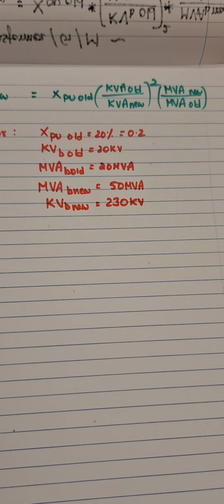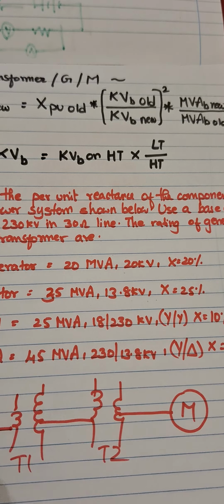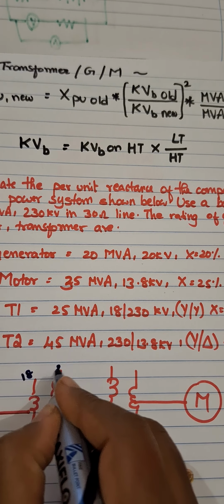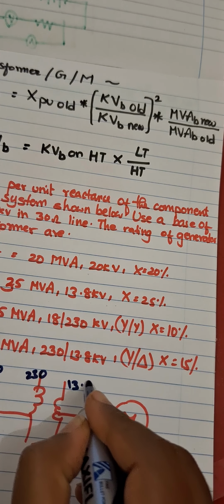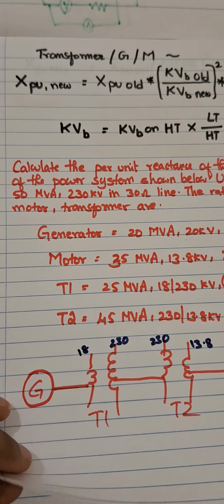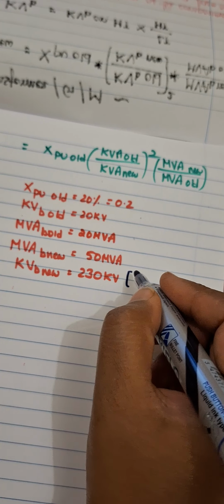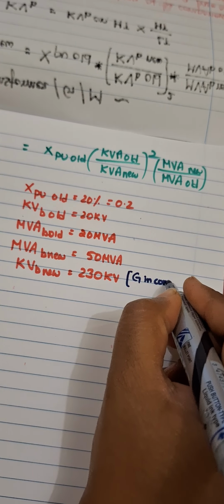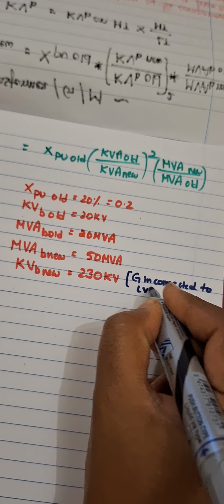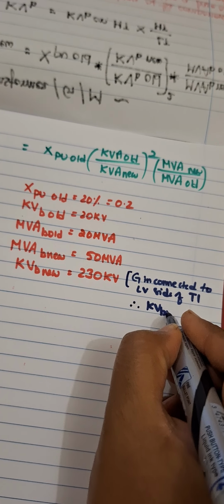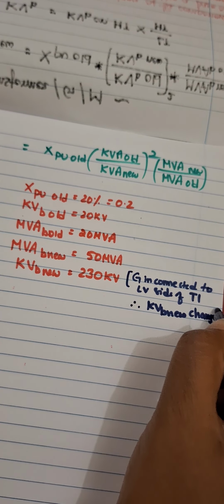According to this information, the generator is connected to the lower side of the transformer, because it is 18 by 230. So this is 18, this is 230, this is 230 and this is 13.8. Since it is connected to the lower side of the transformer, the kV base changes according to this formula. So we use this formula here to change our kV base new. In brackets we can note: generator is connected to LV side of T1, therefore kV base new changes. The blue note is just for your information.